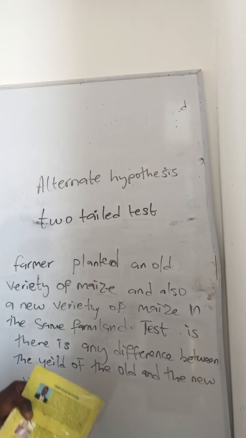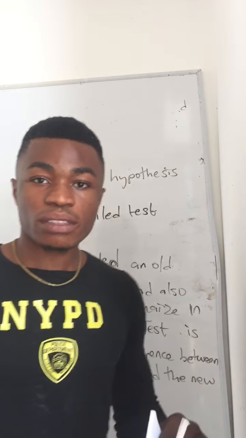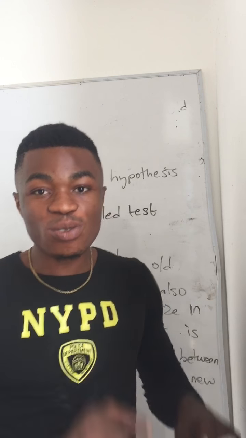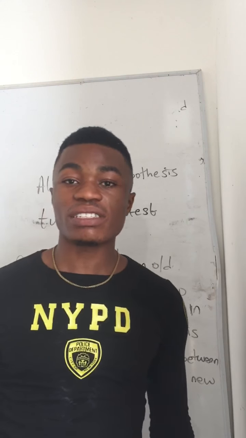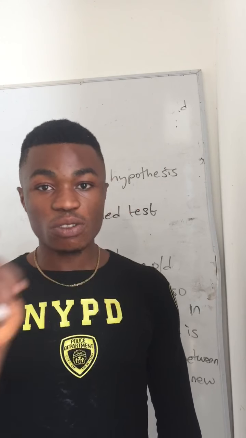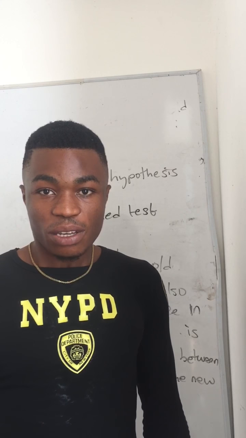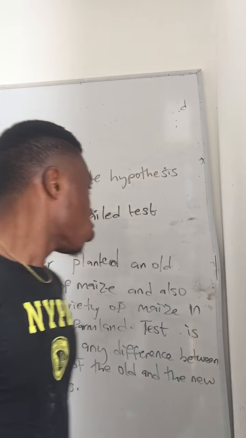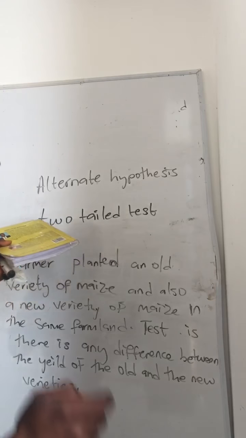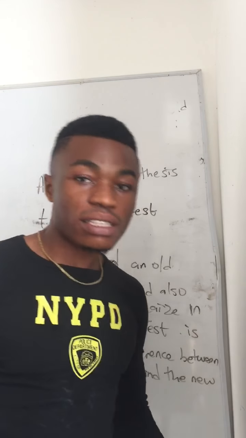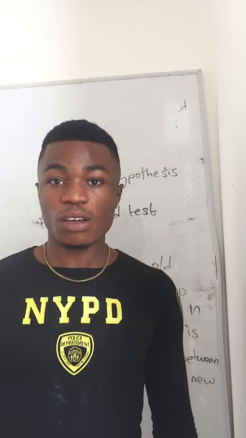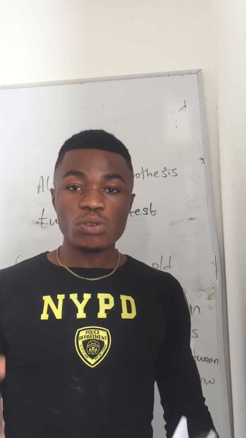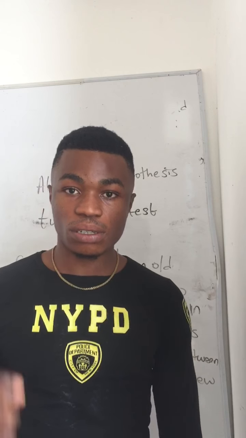You see, here we are not interested in finding whether the old is higher than the new or the new is higher than the old. All we are interested in finding is whether there is a difference between the two of them. So we are not specific. We just want to know whether there is a difference between the two of them or not. So in this kind of test, we use the two-tailed test. In this kind of hypothesis, to prove the claim, we use the two-tailed test.